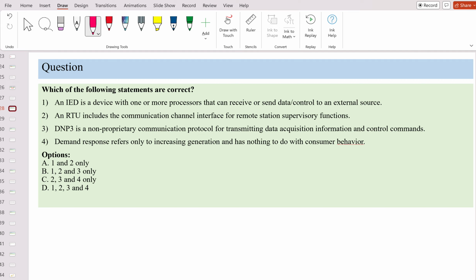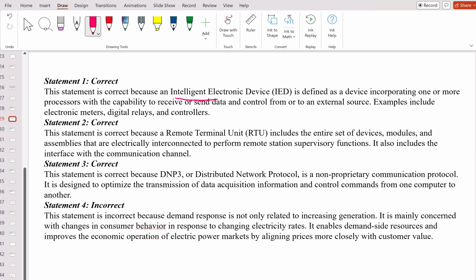So, in this problem, you have to read and you have to know the full form of IED, RTU, and DNP3. IED is basically intelligent electronic devices, defined as a device incorporating one or more processors with the capability to receive or send data and control from and to external sources. They are basically the digital relays which can take input from different units and also give output, whether in the normally open condition or normally closed condition. So that is basically the intelligent electronic device. That is true.